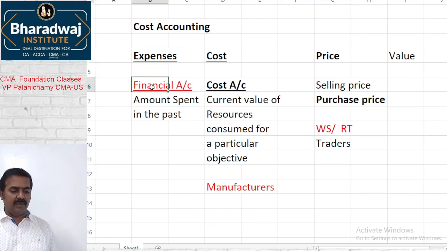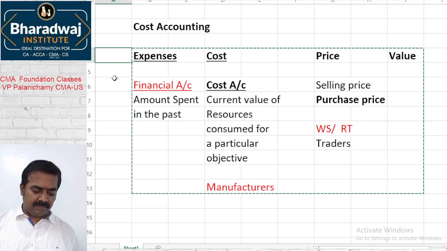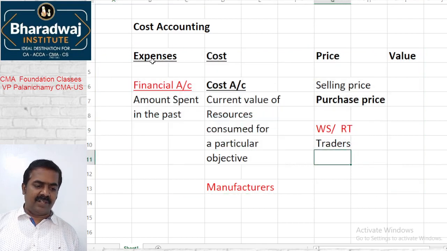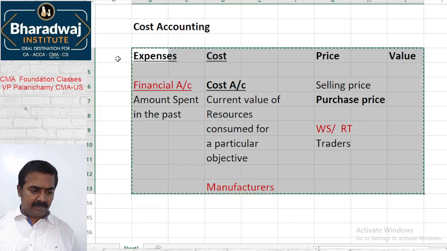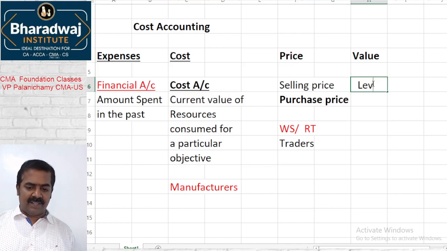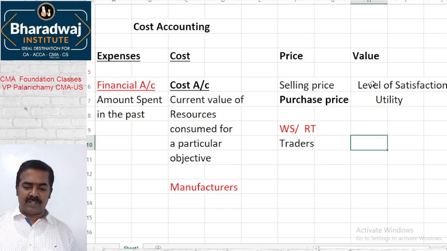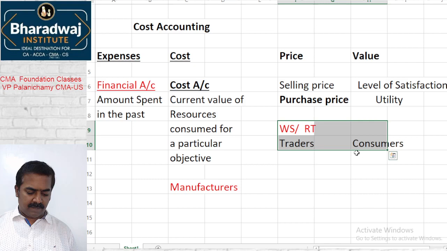Only financial accounting, for the purpose of ascertaining profit or loss. Then what do you mean by value? Have we heard anywhere this word called value? Level of satisfaction. Value of the article depends on the level of satisfaction. In economics, we call this utility. Utility is the word used by consumers.